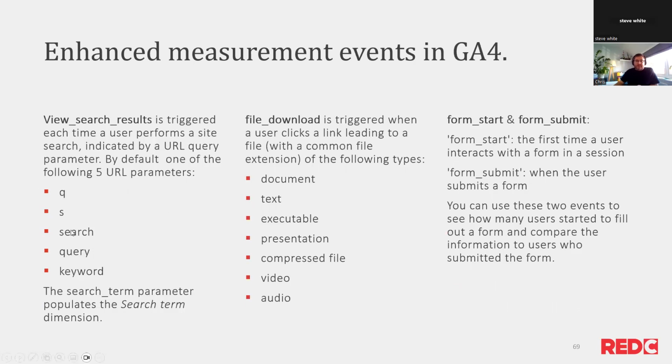Typically, it'll be q, s, search, query or keyword, and what it'll do using the search term parameter is populate the dimension for you. It's quite helpful to understand what people are searching for on your site. It can give you an indication whether the navigation isn't right, the UX isn't working, or if people are struggling to find certain things. If that's the case, you can make more informed decisions about changing the structure of your navigation or moving things further around on the homepage. We've done this with a few clients recently.